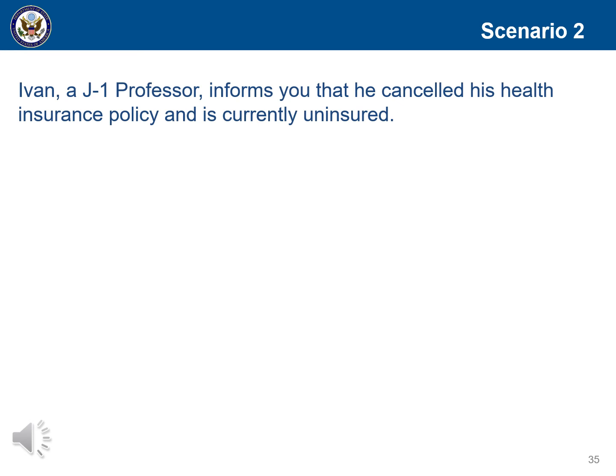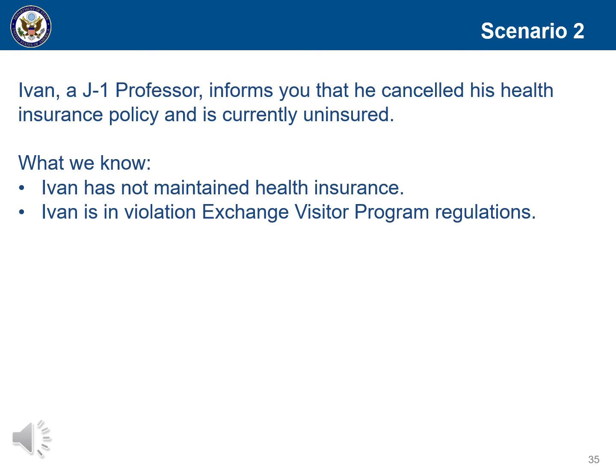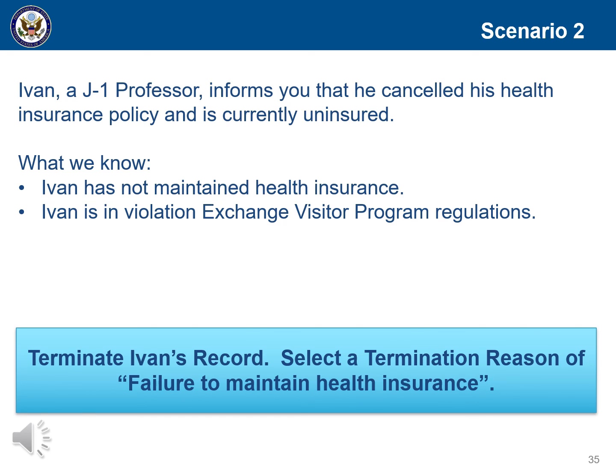Ivan, a J1 professor, informs you that he canceled his health insurance policy and is currently uninsured. Here's what we know. Ivan has not maintained health insurance. Ivan is in violation of the Exchange Visitor Program regulations. What should we do? The only option here would be to terminate Ivan's record. Select a termination reason of failure to maintain health insurance.